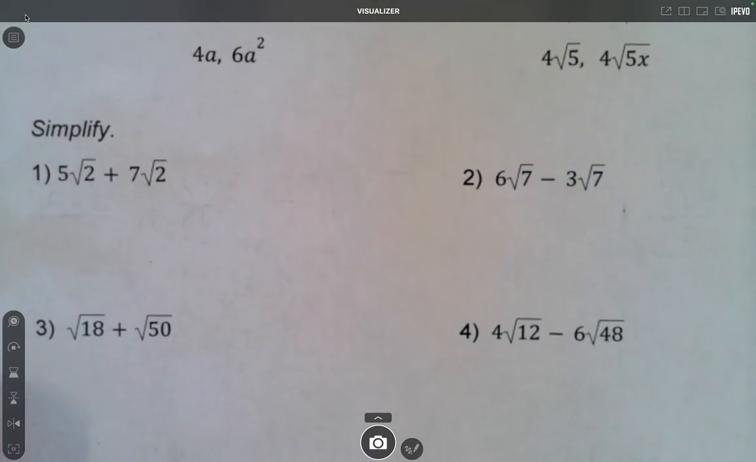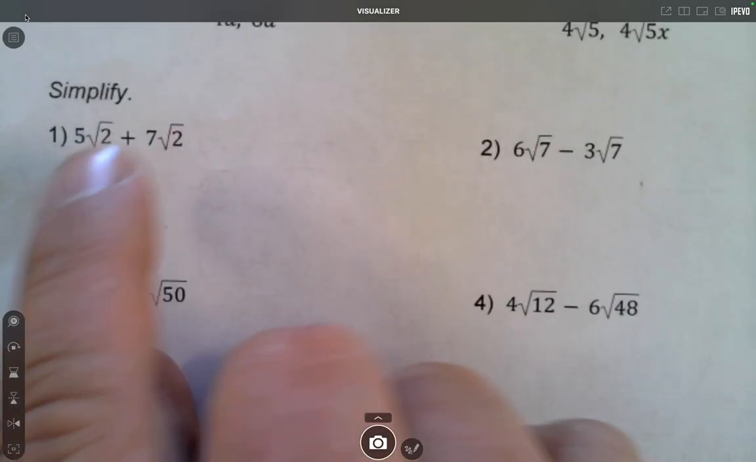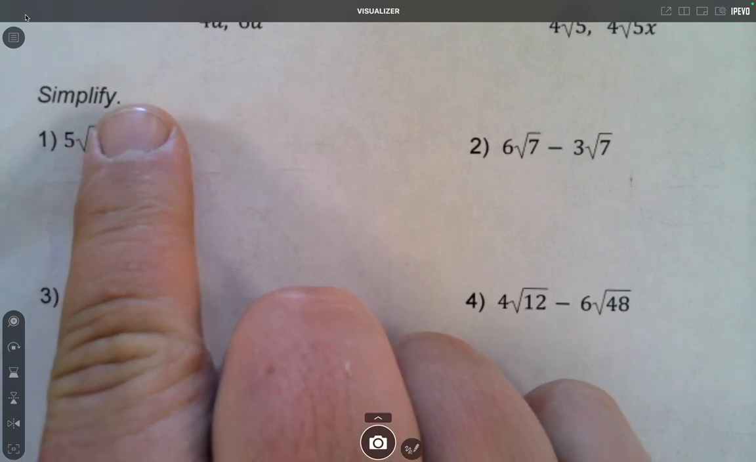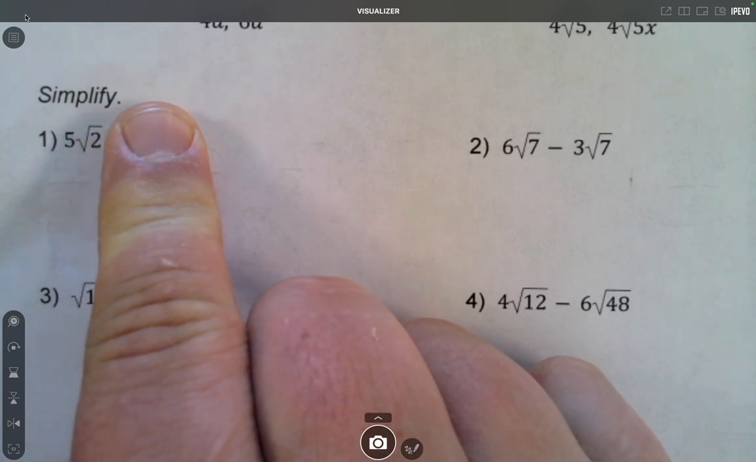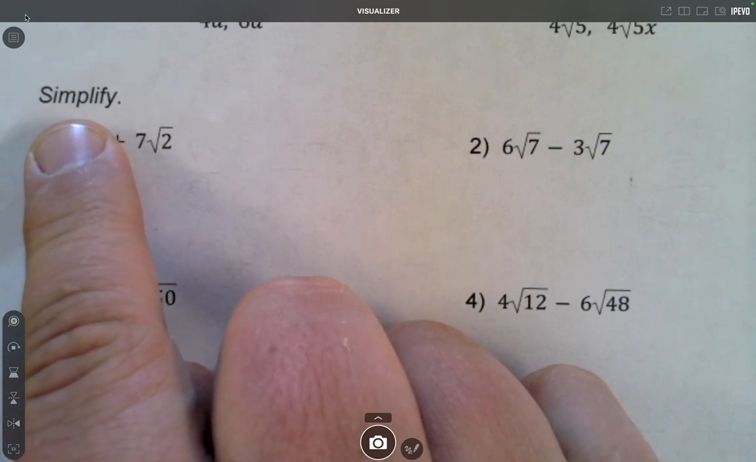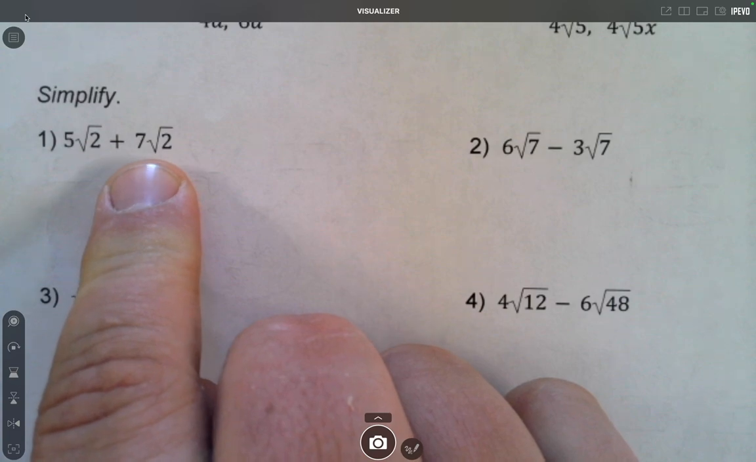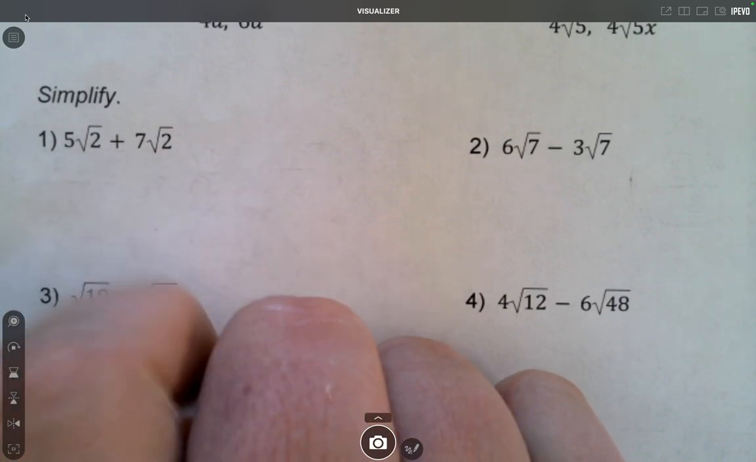Okay, so let's look at number 1, because the first 2 things we need to consider is, can these radicals be simplified individually? I know the instructions say simplify, but they're saying simplify these 2 terms together. As we look at each one individually, we say, okay, can that be reduced? Nope. Can that be reduced? Nope. Well, if we want to be able to add these together, they have to be like radicals, which these are. They're both the square root of 2.